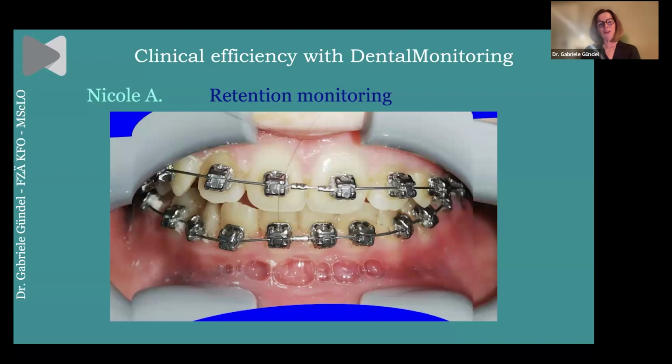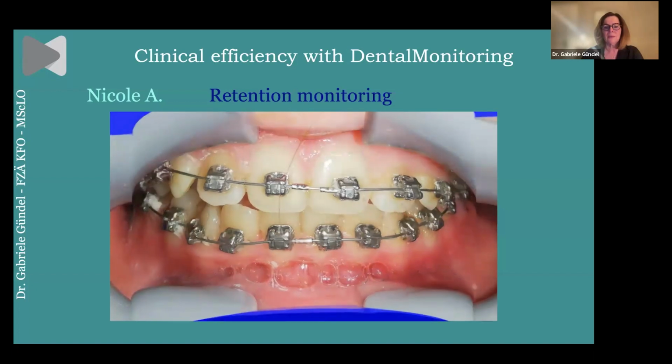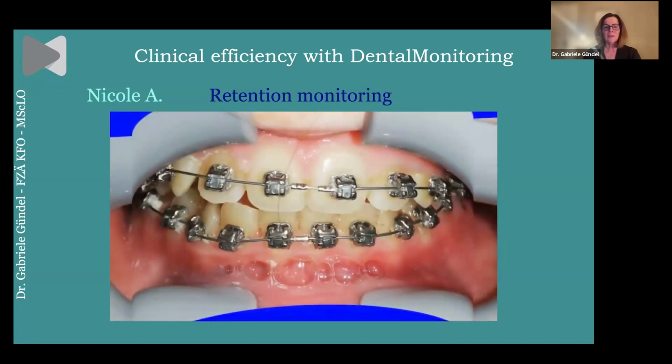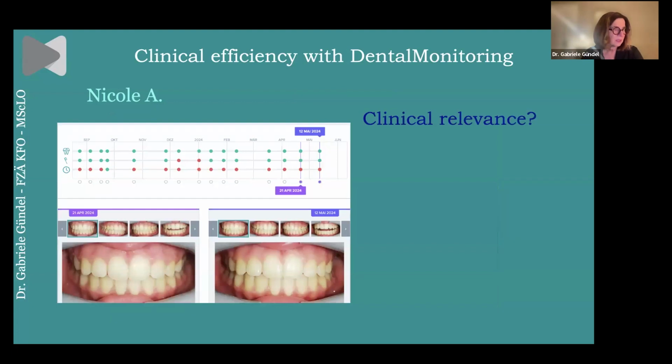Now I would like to follow up with my monitoring of the retention zone. So the retention protocol is monthly. Look at this. Now the patient is in a very nice situation. She has a very nice result, and I definitely would like to stabilize this result.